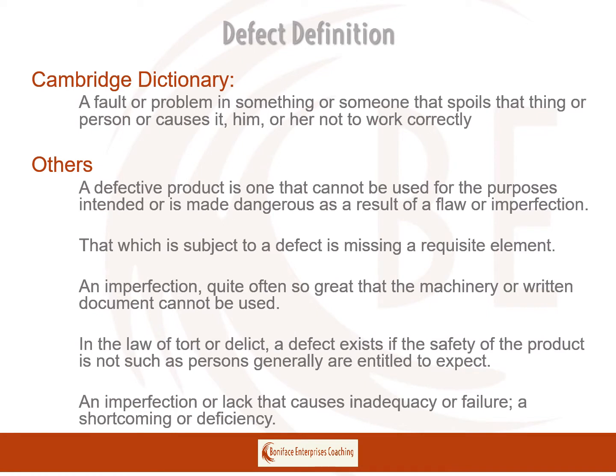But of course we have to ask ourselves, what is a defect? Now the Cambridge Dictionary says a defect is a fault or a problem in something or someone that spoils that thing or person or causes it, him or her, not to work correctly. The implication here is that the defect stops something functioning. Some other definitions that I came across are listed below, and again these all imply that a defect means that something cannot be used as intended.